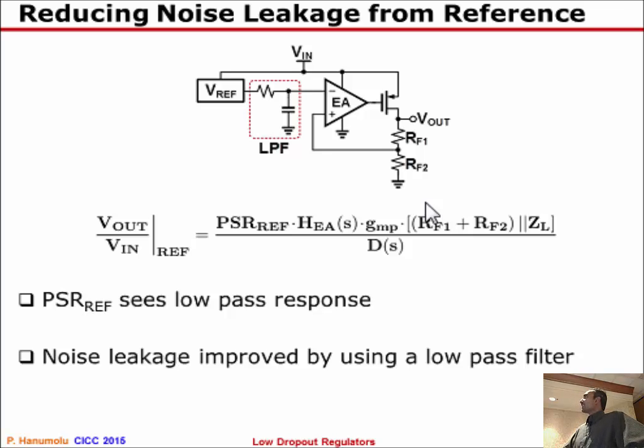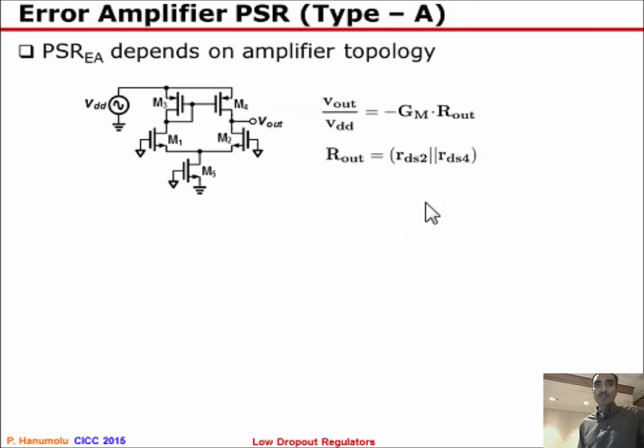Now, obviously, this low pass filter has to be much lower in bandwidth than the bandwidth from here to the output, otherwise it wouldn't really do anything. So if you have enough area, then you would really place a large capacitor in order to suppress the noise from the reference generator. I'm not going to spend time on this, but rather I'm going to focus on the PSR of the error amplifier and the pass device in the next couple of slides.